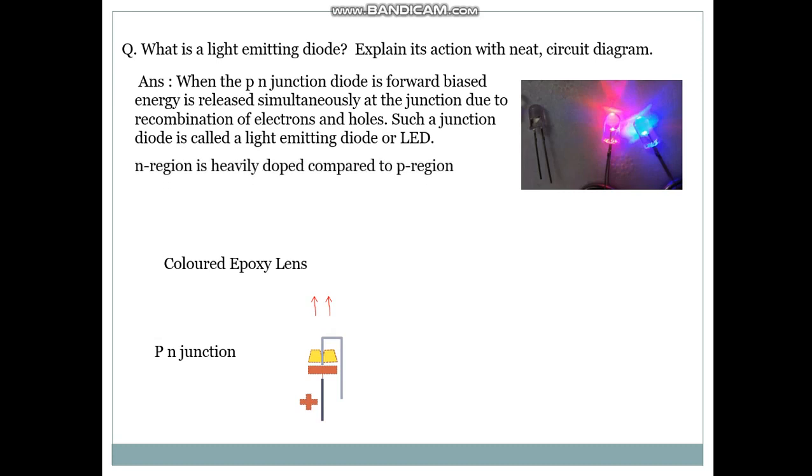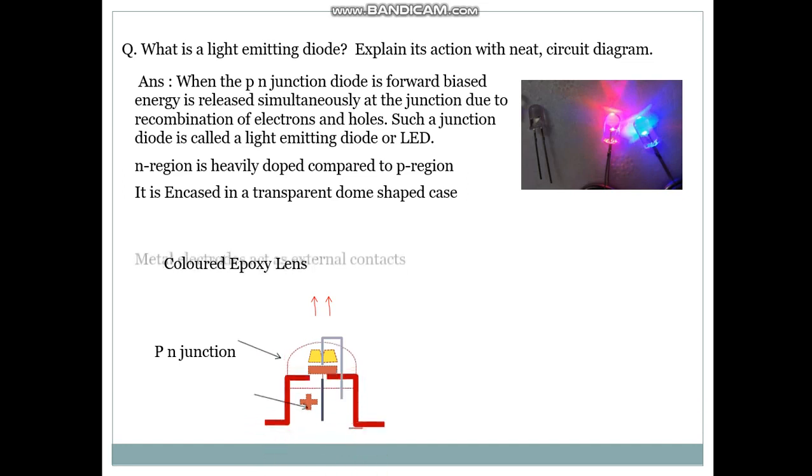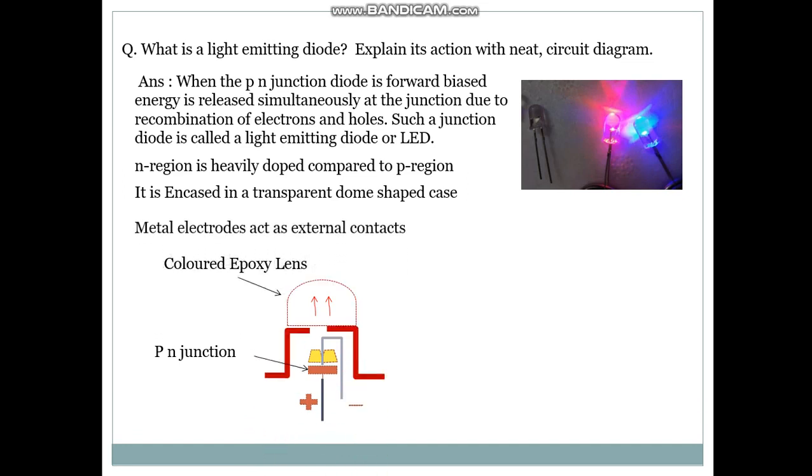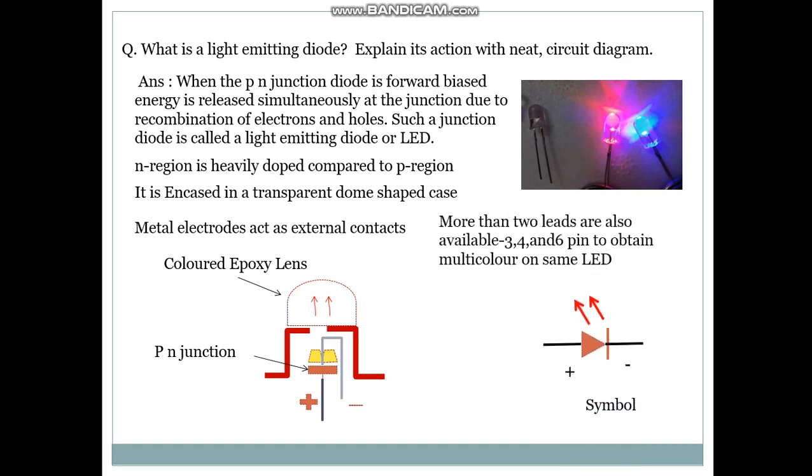Epoxy lens, the PN junction. The N region is heavily doped compared to the P region. It is encased in a transparent dome-shaped case. The metal electrodes act as external contacts. That's the symbol of the LED. More than 2 pins LEDs are also available, with 3, 4, 6 pins to obtain multicolor on the same LED.